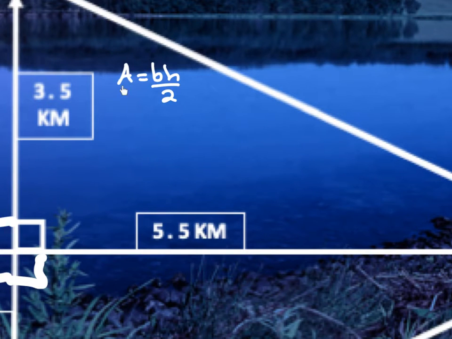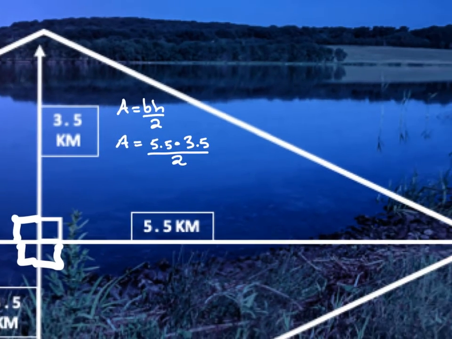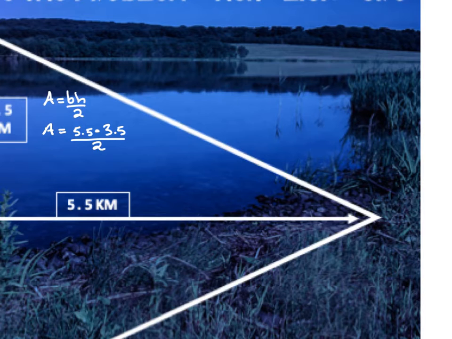And now I'm going to simply plug in my base, which is 5.5. So I'll write A equals 5.5, and then I'll multiply that times my height, which is 3.5. So I'll write 3.5 right there, and then that whole thing gets divided by 2. Let's go ahead and do that math right now. I'm going to move this over here and do the math right here.